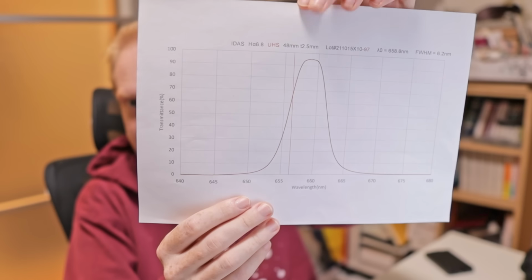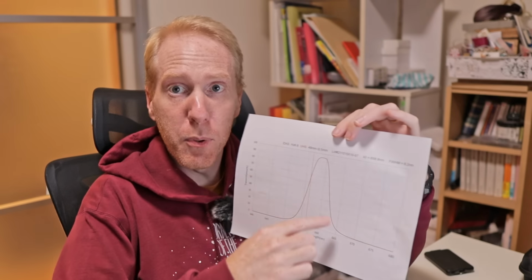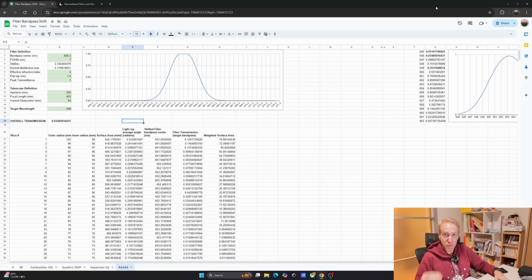And let's take, for instance, this filter here. I have this filter bandpass that was measured in a spectrometer, and this is an ultra high-speed filter by IDAS with a full width half max of 6.8 nanometers at f/6.8. And so this one is made specifically for something like the RASA. So let me input its characteristics into my filter here and see what I can expect for the RASA 8, see if it actually makes sense.